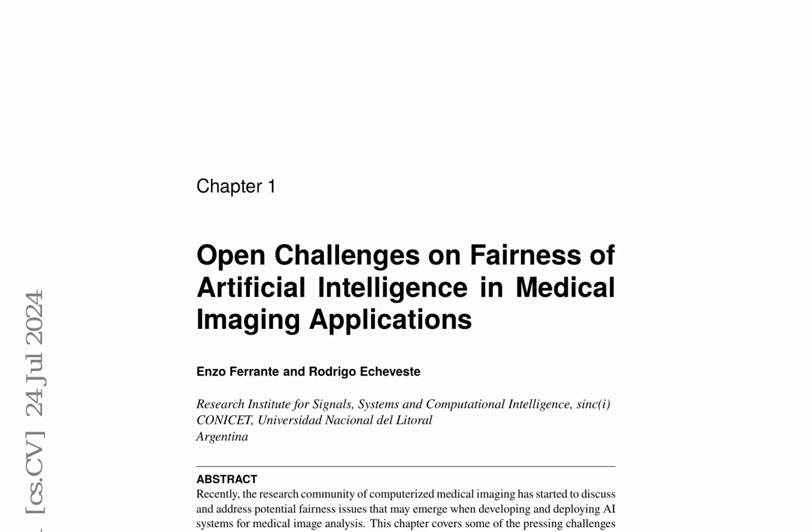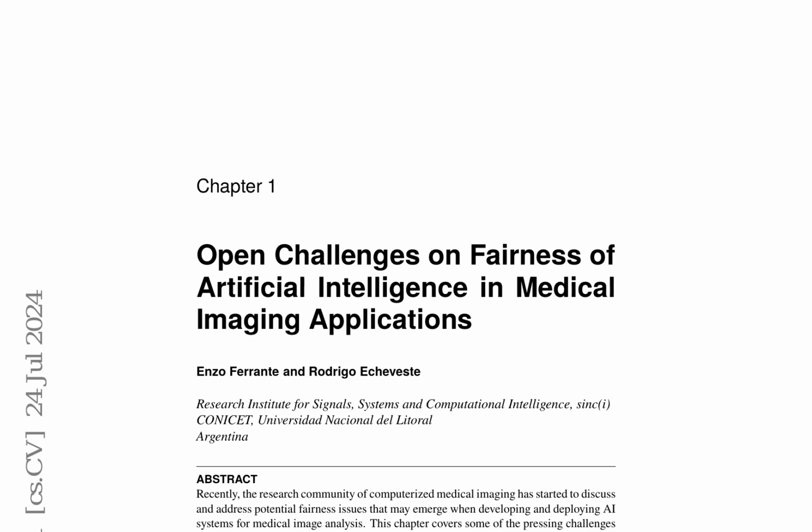The field of fairness in artificial intelligence for medical image analysis has rapidly grown, and ensuring fairness in all stages of development and deployment is crucial. Various sources of bias, including those related to data collection, model training, and clinical deployment, can impact the fairness of machine learning algorithms in medical image computing.